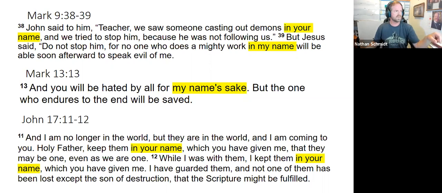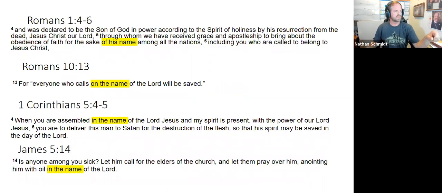If we go to the next one, again, there are more uses of the same thing, his name or on the name, in the name, not necessarily in my name as a reference, because I believe all these are more from the epistles, the writings, not so much the gospels where Jesus is actually speaking, but the disciples are still referencing that name part.